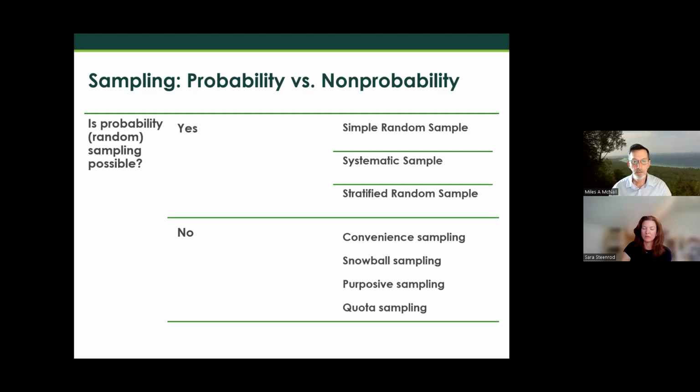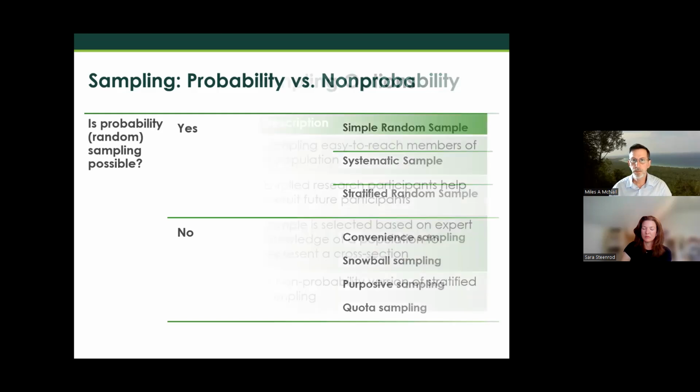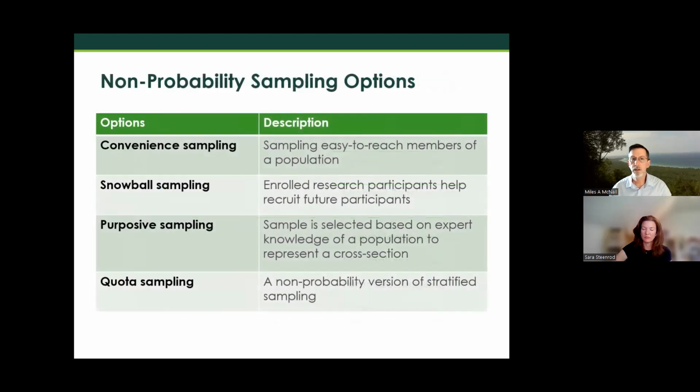And then if probability random sampling is not possible, there are several non-probability sampling options available. The problem is that none of these allow you to generalize with any level of confidence to a defined population. So there's convenience sampling, and that's merely sampling people who are fairly easy to reach members of a population.